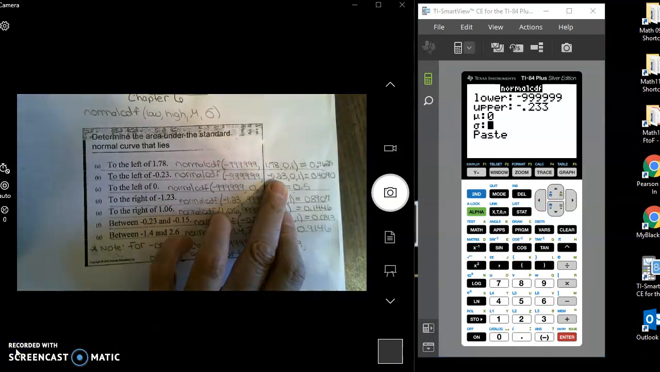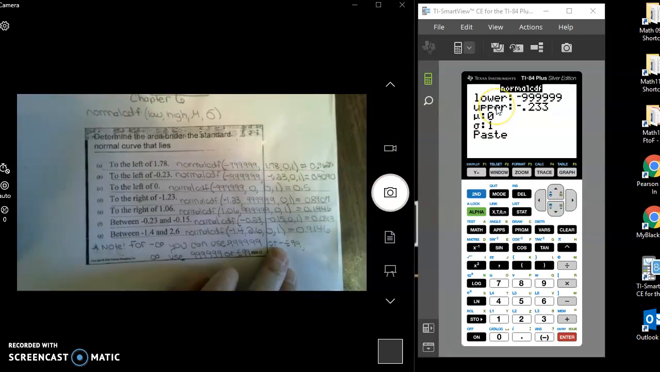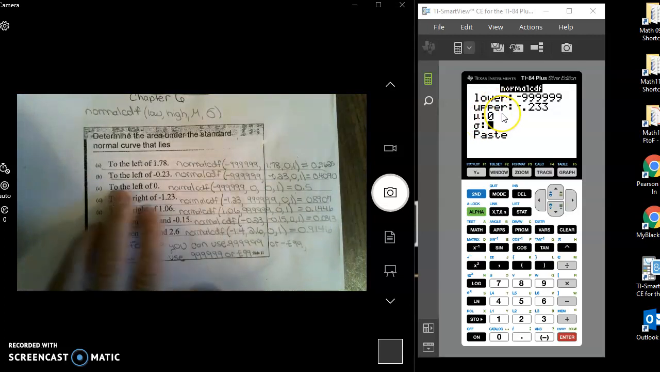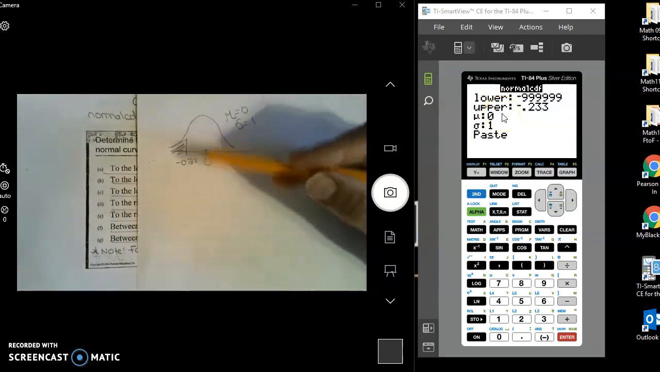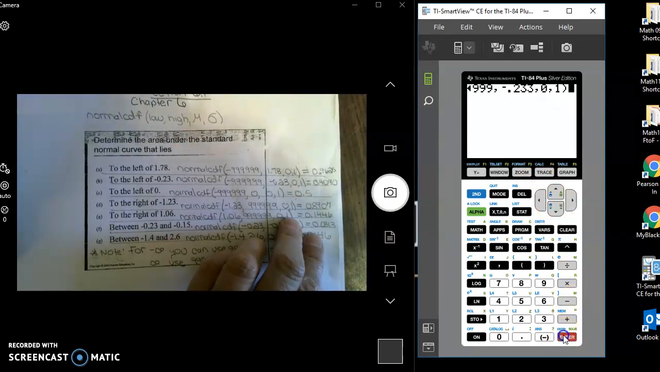Okay, so I went ahead and put these in. Again, I chose the negative 9999. You could also put the negative E99 if you prefer that. So there's my lower value, my upper value, my mean, and my standard deviation. Again, we're looking at part B, this one right here. And I'm going to hit paste. Okay, so everything should be on there. It should say normal CDF, etc., whatever you put in. This is how it looks on the older calculators. And I'm going to hit enter, and I'll get my answer from there.